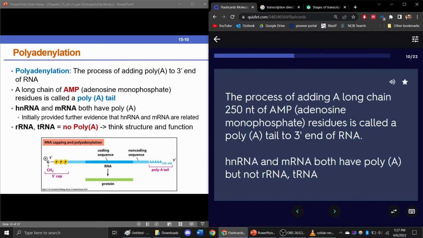So here's a little graphical depiction. You can see our 5' cap, and then here's our poly A tail. So poly A tail, name is very apt. It's just a bunch of adenosine monophosphate residues. So it's an adenosine, a phosphate, adenosine, phosphate, because they're phosphodiester bonds binding them.